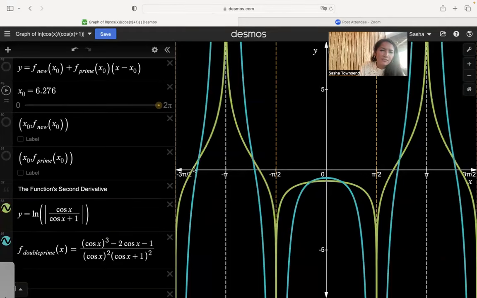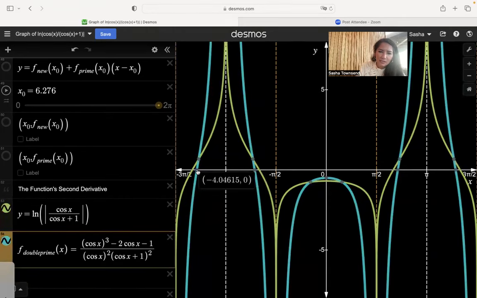Actually, the green graph is the original graph. The teal graph is the second derivative. So the second derivative is 0 at negative 4.05. The second derivative is negative to the left of that, so my original graph should be concave down there. And then the second derivative to the right of that is positive, so the original graph should be concave upward there.